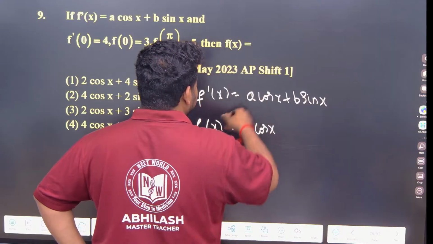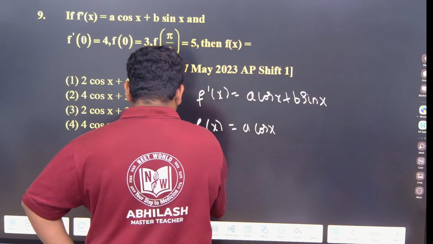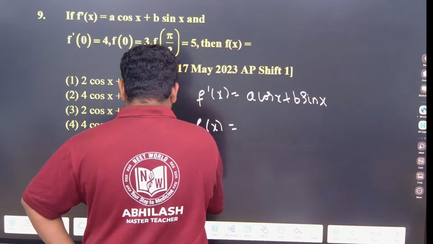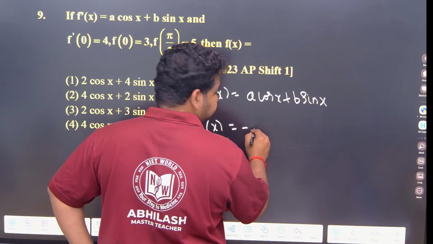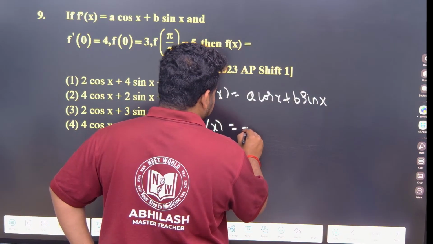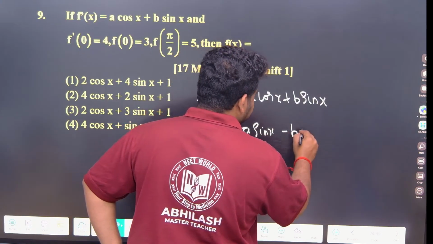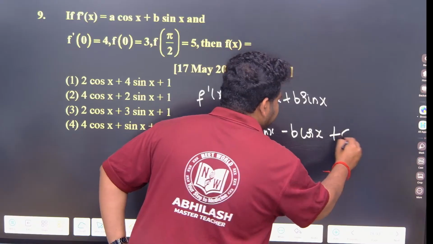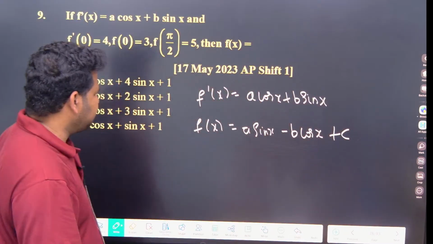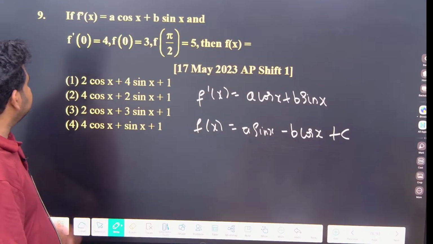If I integrate on both sides, what will I get? Integral of a cos x. Integral of cos x is sin x, so a sin x. Integral of sin x is minus cos x, so minus b cos x, plus c, you have to write here. Constant plus c. So we got f of x.